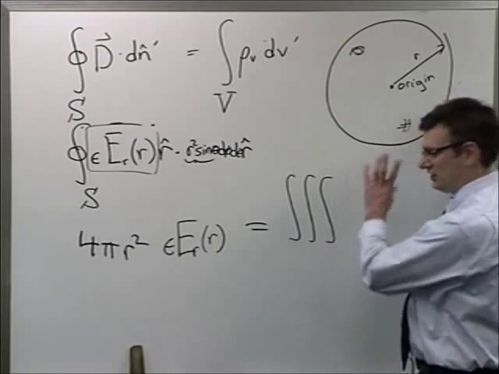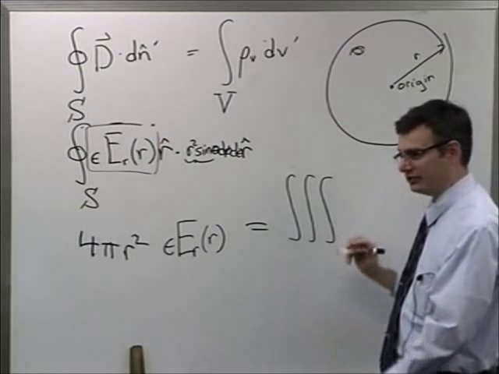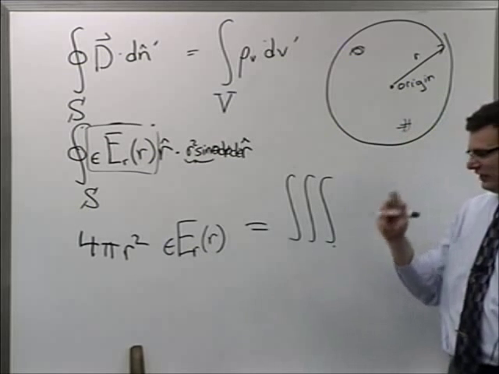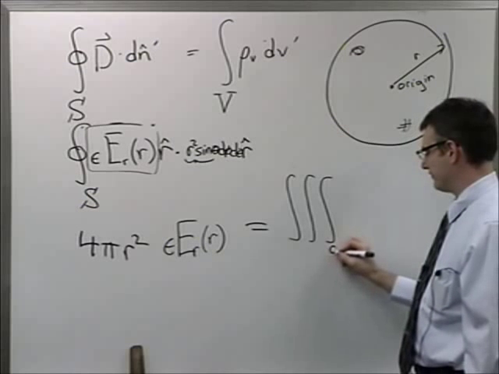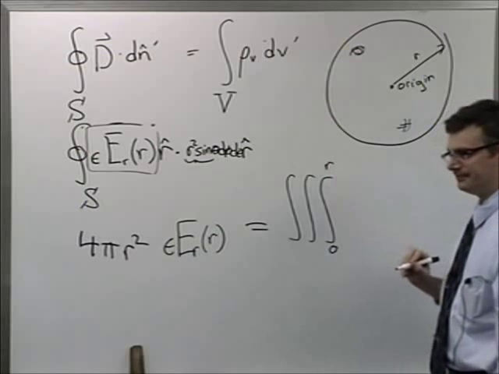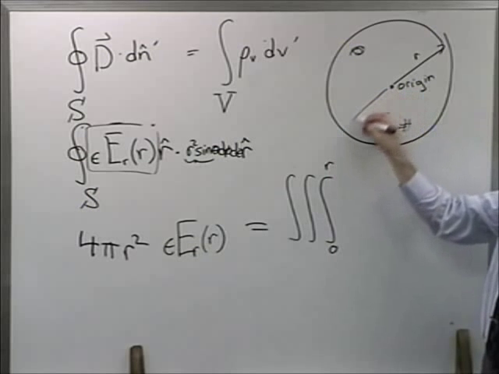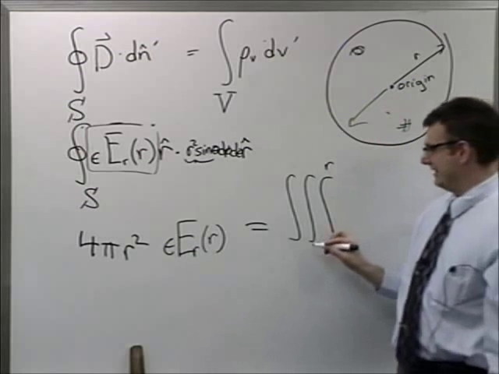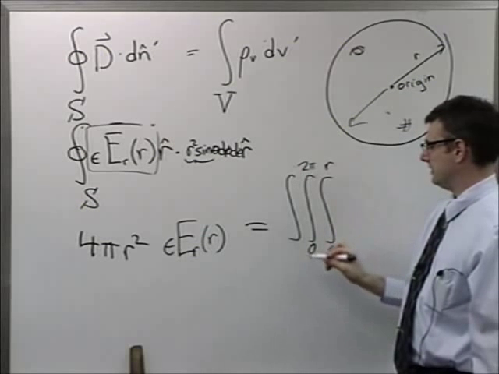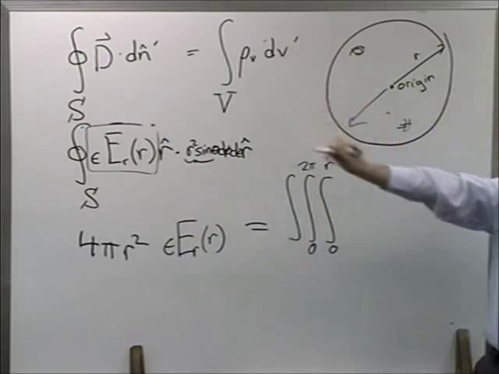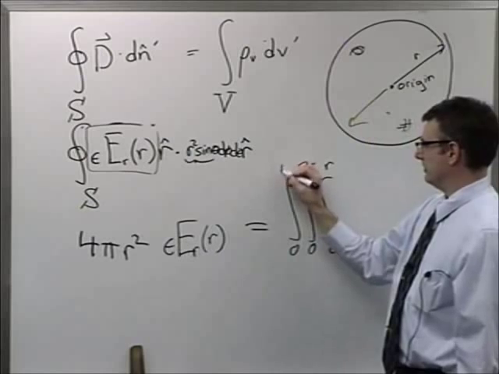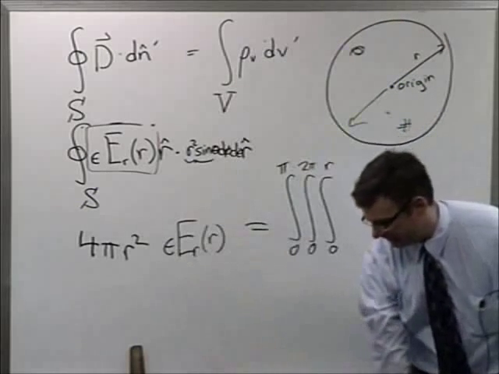Okay. This is a sphere, regardless of how badly I drew it. The limits of integration on this sphere are going to be from 0 to some distance r that I'm going to be away from there. And I'm going to go from 0 to 2 pi, and that's going to be in my azimuth integration. And I'm going to go from 0 to pi in my angle of elevation like that.